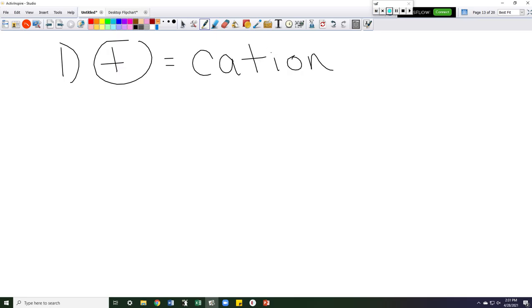A cation. We talked about this before. There's an easy way to remember. Look in the middle. What's in the middle? A positive sign. It's an easy way to remember that, right? The t looks like a plus. You said write this down, right?